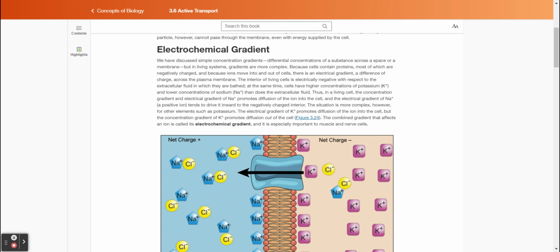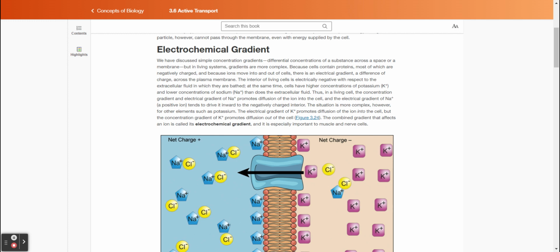Electrochemical gradient. We have discussed simple concentration gradients, differential concentrations of a substance across a space or a membrane. But in living systems, gradients are more complex. Because cells contain proteins, most of which are negatively charged, and because ions move into and out of cells, there is an electrical gradient, a difference of charge across the plasma membrane. The interior of living cells is electrically negative with respect to the extracellular fluid in which they are bathed.